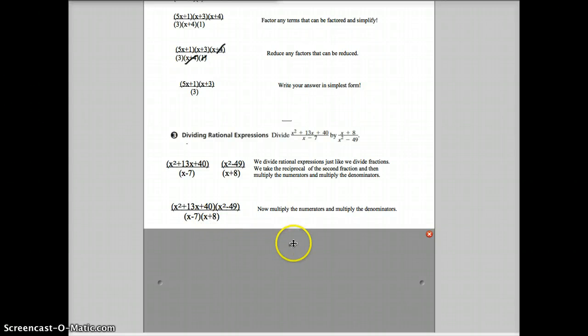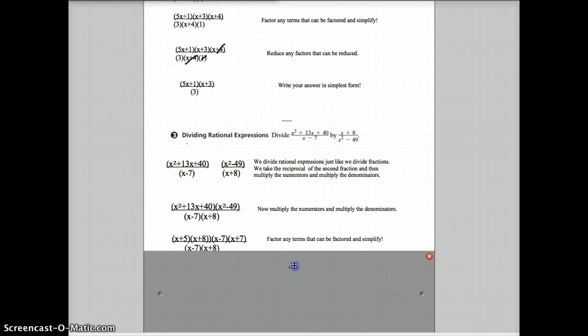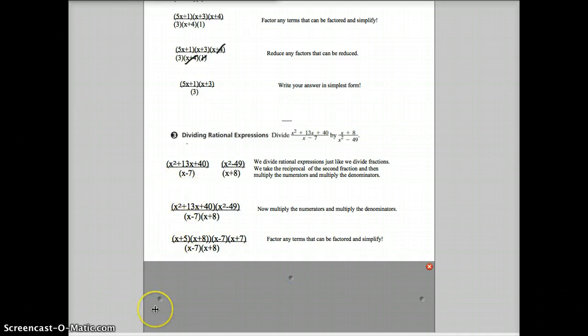Now what I'm going to do is factor everything I can in my numerators. And the x squared plus 13x plus 40 is actually factored as x plus 5 times x plus 8. And my x squared minus 49 is x minus 7 times x plus 7. So now I have everything factored.